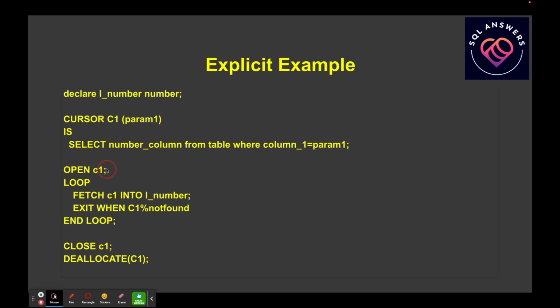And I'm going to open that cursor. Then I'm going to start looping. I fetch from the cursor and put the value into l_number, which is the variable I've declared up here. I continue until C1 returns not found, and then when I'm done, I exit the loop. Then I close the cursor and deallocate the cursor resources. This would be a little bit more efficient in terms of resource management at the database level than the for structure that we looked at first. So it's your choice which one you want to use, and this is an example of explicit.